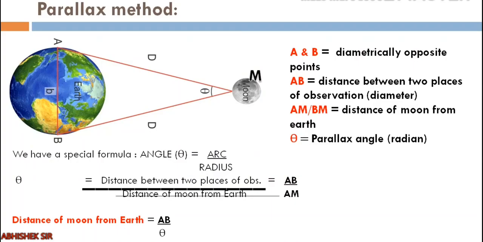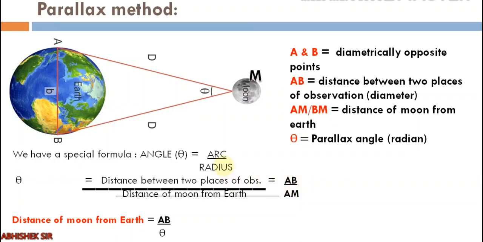So we will use a very small formula. That formula is shown: angle theta equals arc upon radius. This is the only formula. Remember, angle equals arc upon radius. Clear? Now, this theta equals, what is the arc? In place of arc, we are writing distance between two places of observation. So here AB is the arc.